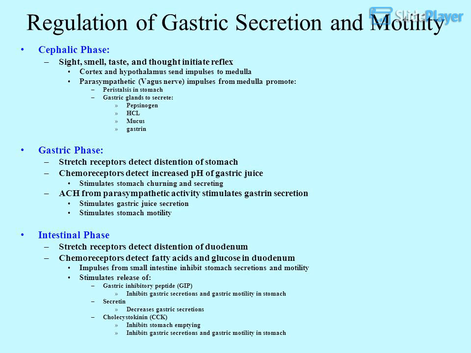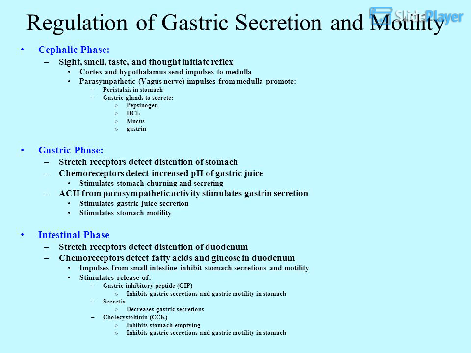Gastric phase. Stretch receptors detect distension of the stomach. Chemoreceptors detect increased pH of gastric juice. This stimulates stomach churning and secreting. ACh from parasympathetic activity stimulates gastrin secretion. Gastrin stimulates gastric juice secretion and stomach motility.